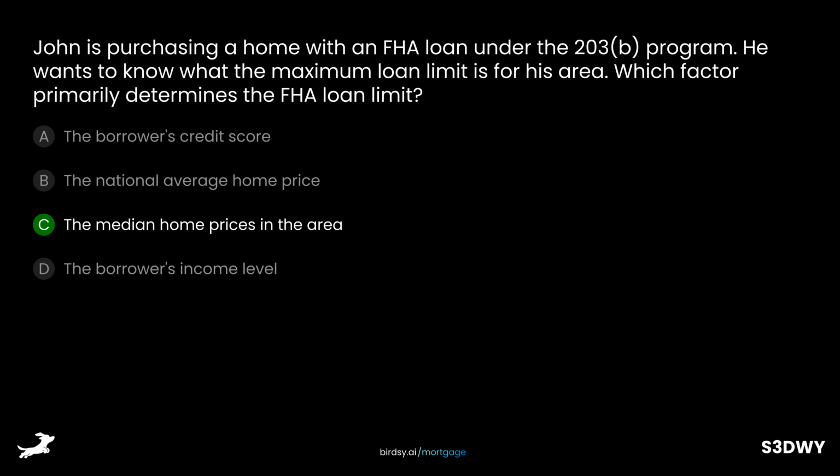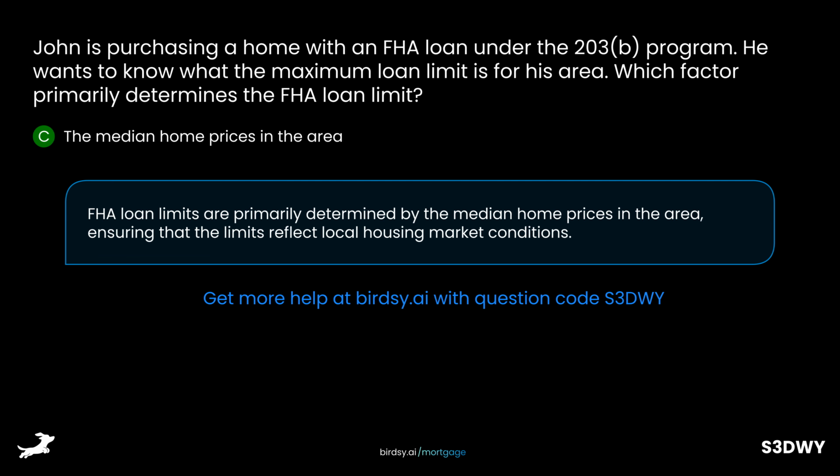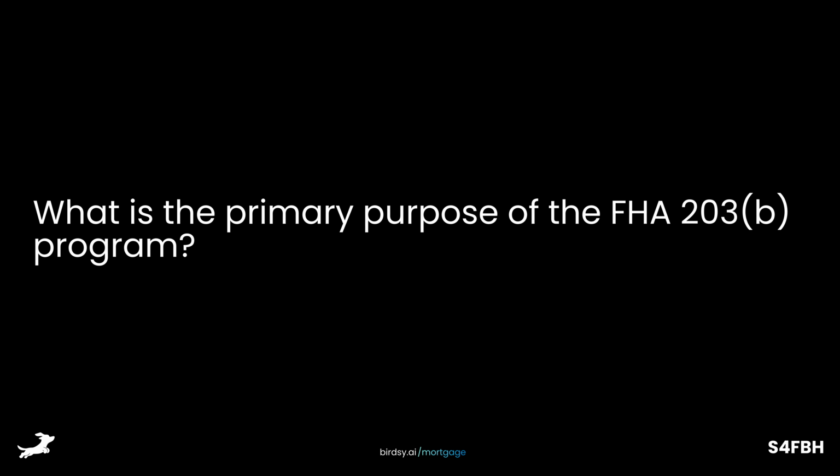The answer is C, the median home prices in the area. FHA loan limits are primarily determined by the median home prices in the area, ensuring that the limits reflect local housing market conditions. What is the primary purpose of the FHA 203 program?